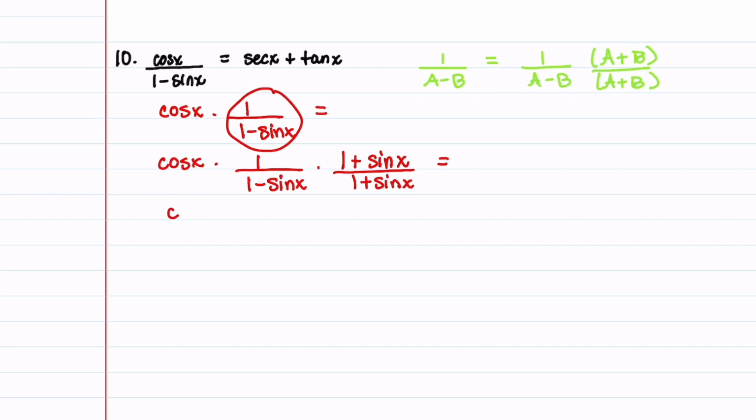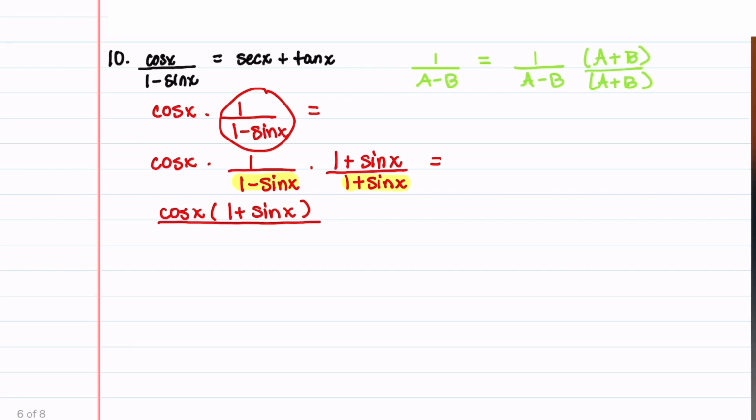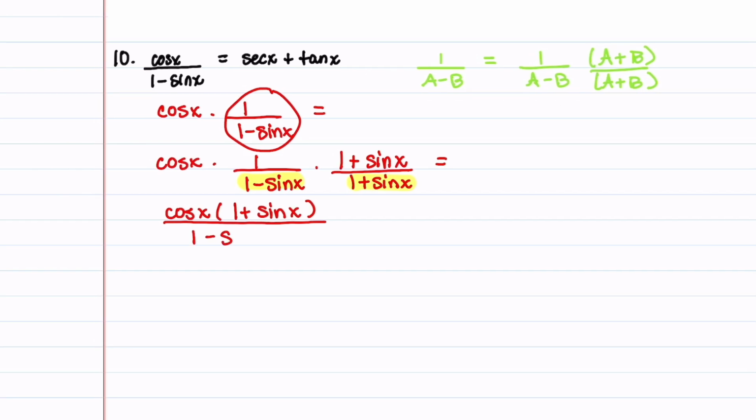So this gives us cosine x times 1 plus sine x on the top, and then on the bottom, we can multiply these two terms, and that gives us a 1 minus sine squared x. We'll plug in that 1 minus sine squared x is cosine squared x. And that's going to be great because we have a cosine up top here.